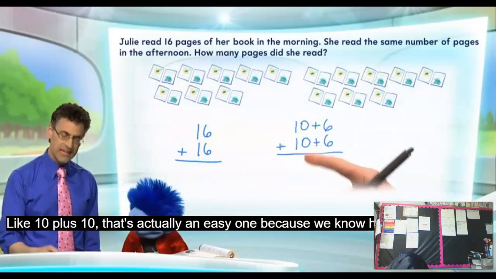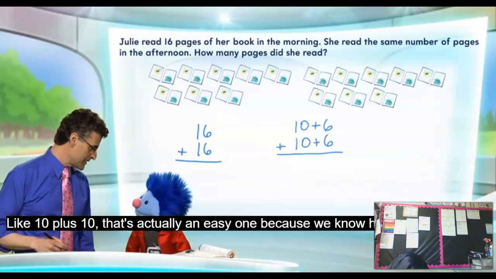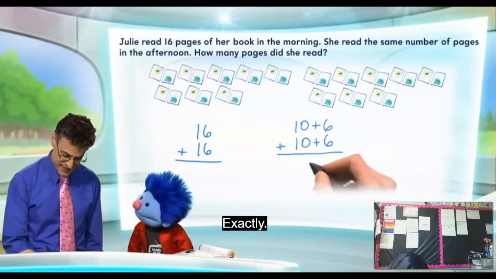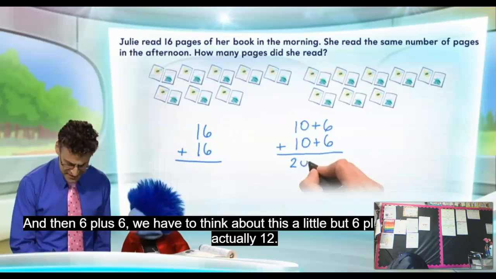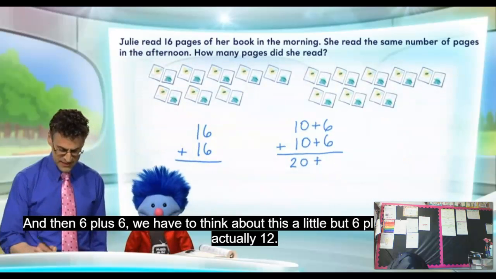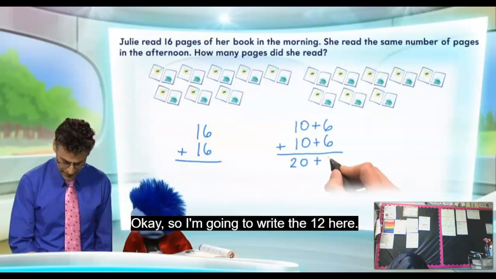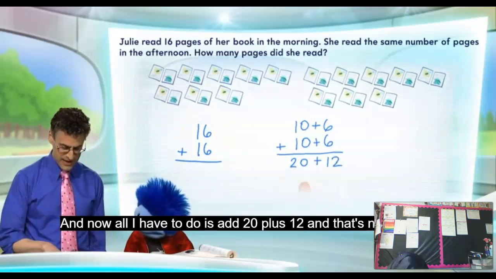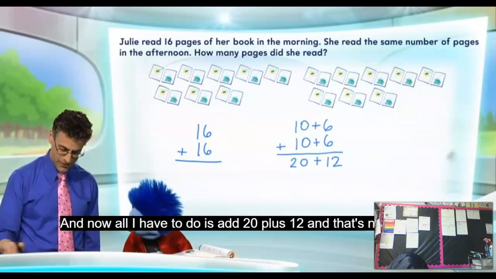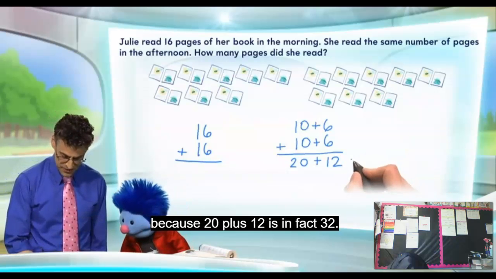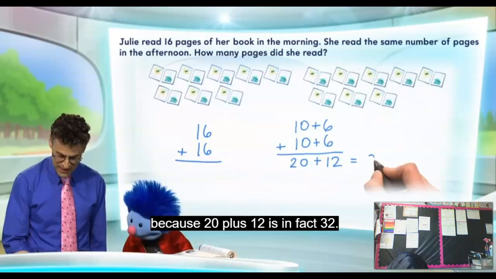But now we can find the sum because now we can add these add-ins. Like 10 plus 10, that's actually an easy one because we know how to count by 10. That's right. 10 plus 10 is? 20. Exactly. And then 6 plus 6, we have to think about this a little bit, but 6 plus 6 we know is actually 12. Yes, we do. Okay, so I'm going to write the 12 here. And now all I have to do is add 20 plus 12. And that's not so bad because 20 plus 12 is in fact 32.